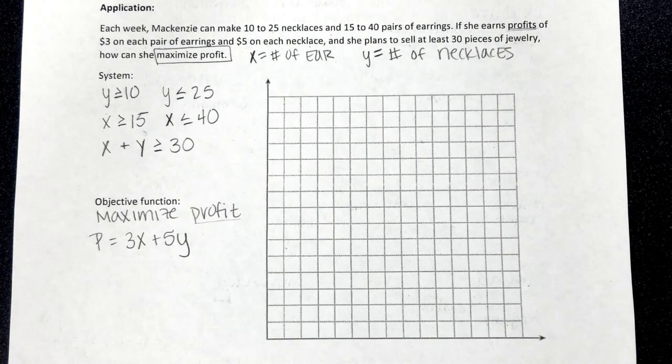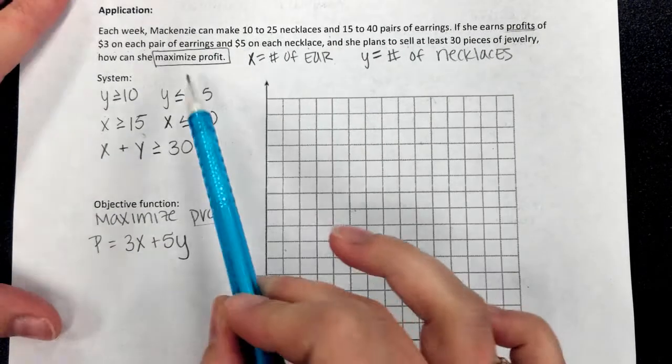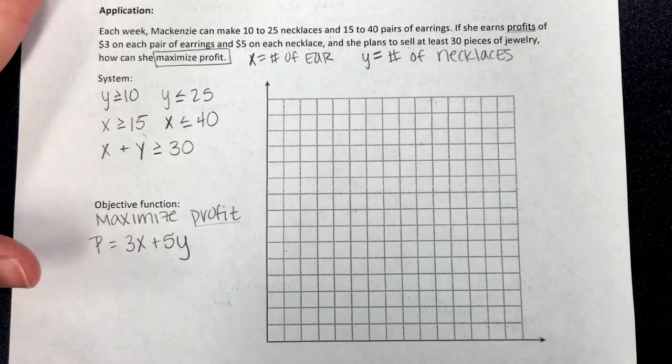Questions so far? Okay. So now, we're on step number 5. We have to graph these. So you need all 5 of these in your graph.